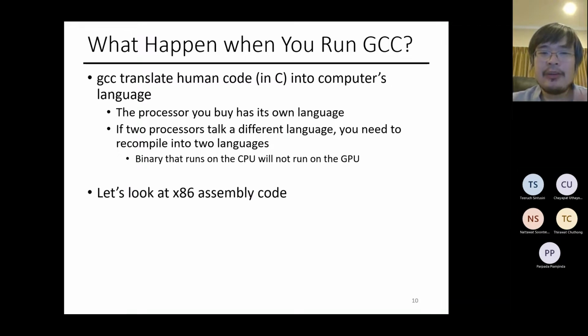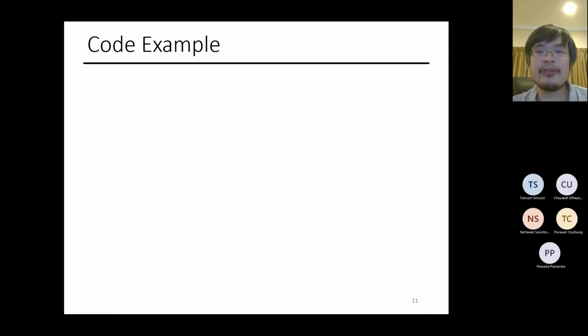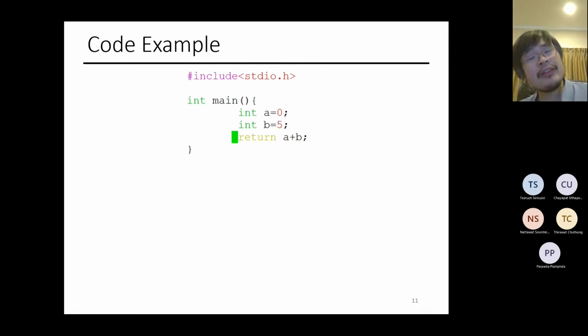So now let's look at x86 assembly code as an example. These are still kind of background material. Let's say you start with this code. What does this code do? Can someone tell me? It's something really simple. Summation of A and B. Yeah, just add A and B, right?